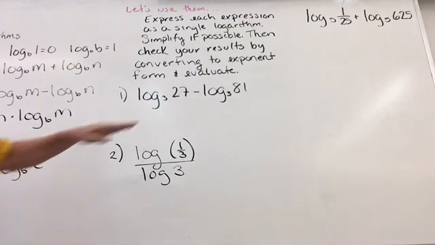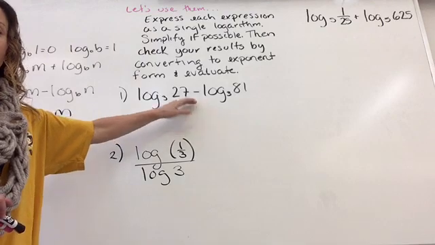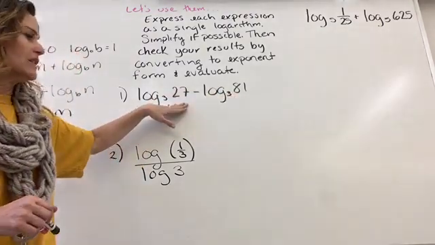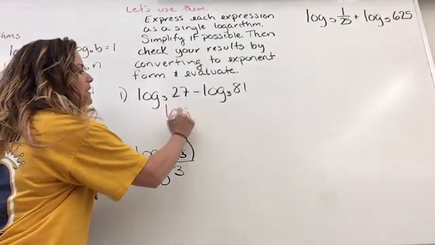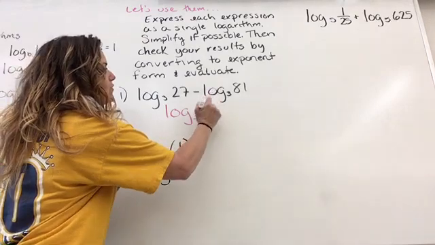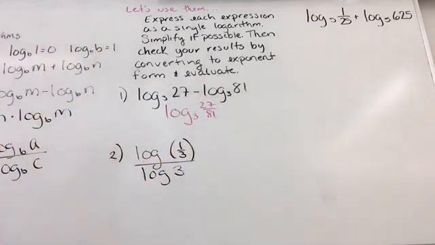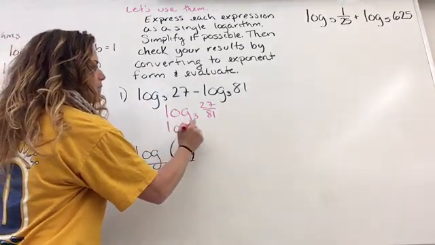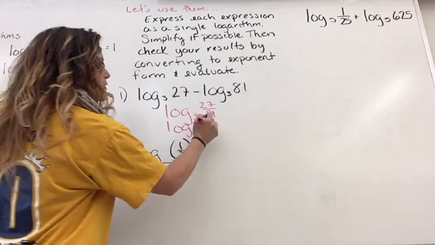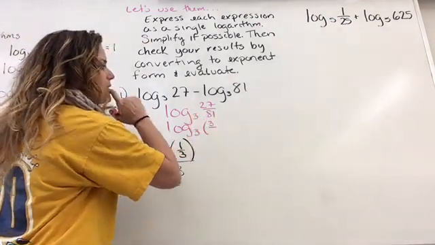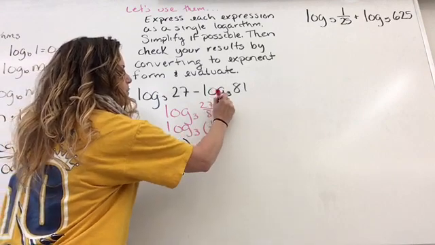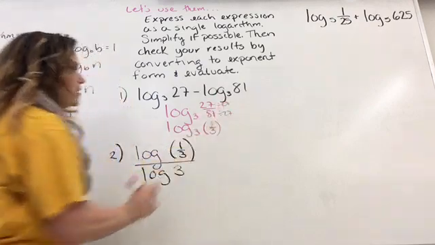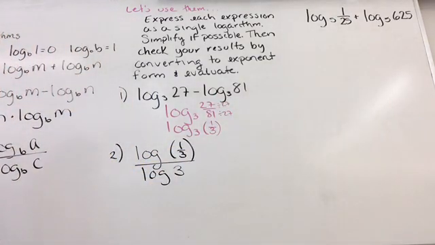All right, so the rule says if we're subtracting, that's the same as dividing them. This is your numerator, this is your denominator. So we're going to rewrite this as one logarithm, log base 3 of 27 over 81. Now, we can reduce the 27 over 81. That becomes log base 3. 27 goes into both, so we get 1/3. We divide both by 27. And we're going to check it.